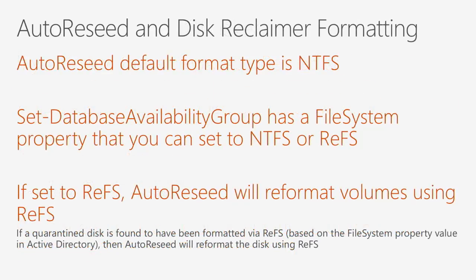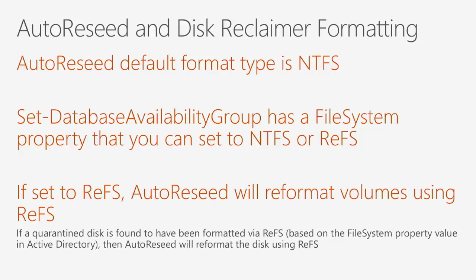The other thing about auto-reseed is we support more than one file system in a DAG. We support both NTFS and ReFS, the resilient file system. And auto-reseed can actually be given instructions to format for either file system depending on what you're using. Now, auto-reseed will only format quarantined disks, and disks become quarantined if they are simply not readable from an operating system standpoint. If a disk is totally bad, auto-reseed will ignore it, but if a disk maybe had some problems but is actually okay, then auto-reseed will check every 24 hours to see if it's viable to be formatted.